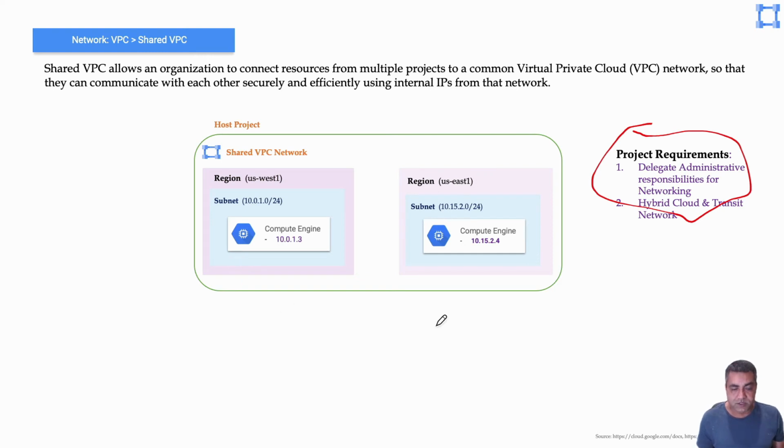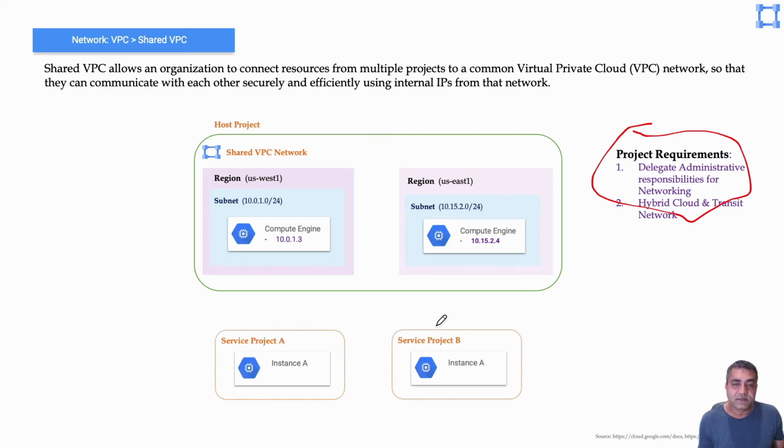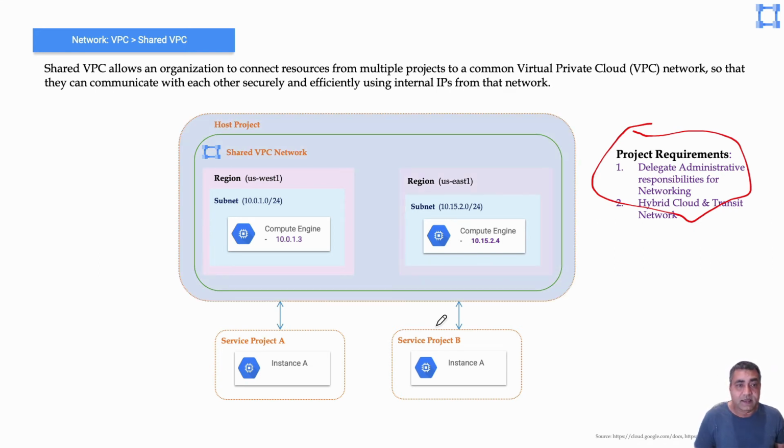So now the host project has the shared VPC network, and they take care of the region and the subnetting part of it. And then you have service projects who use the shared VPC network, and all they do is basically spin up their instances and get on with their job of developing applications, and they can communicate with the instances from the shared VPC network.